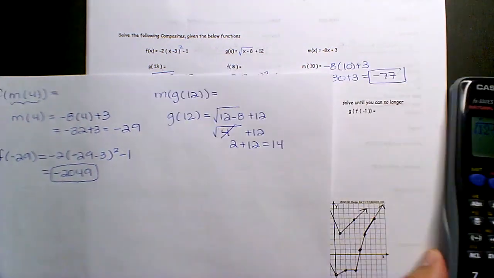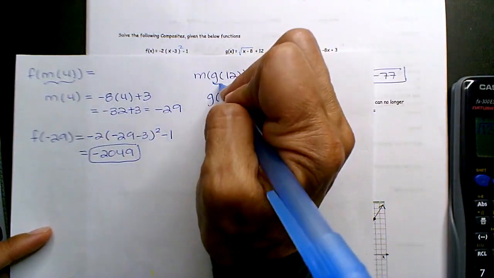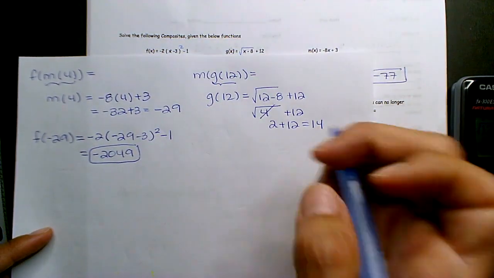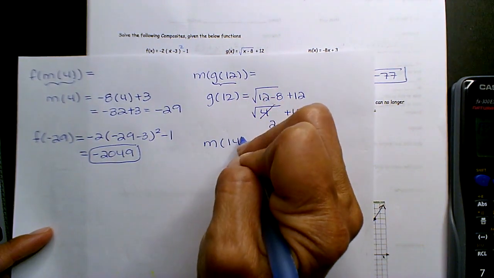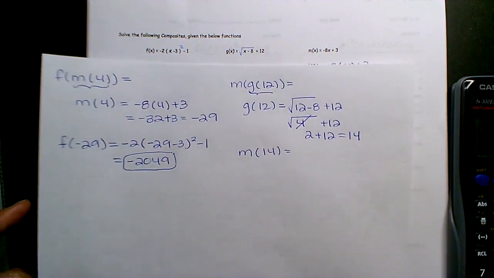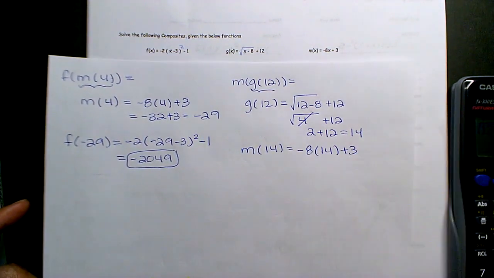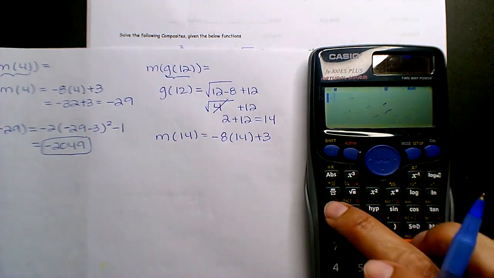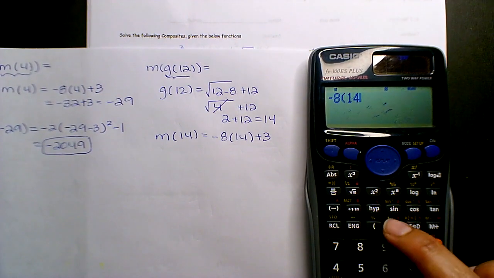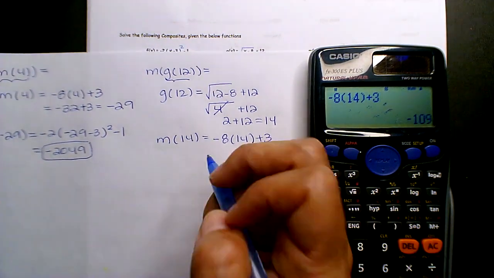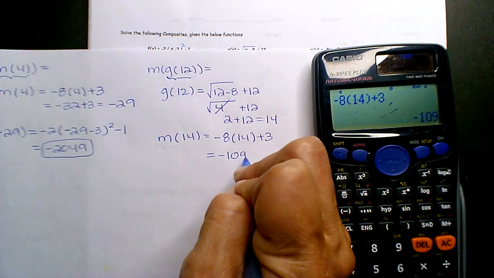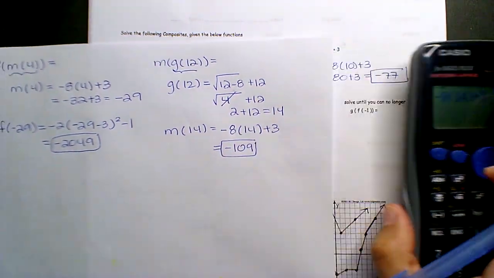Now that you have g of 12 is 14, what's m of 14? Over here, -8 times 14, plus 3. -109. And so that's your final. And again, a lot of you guys got that.